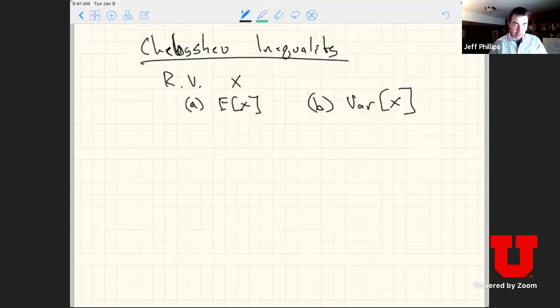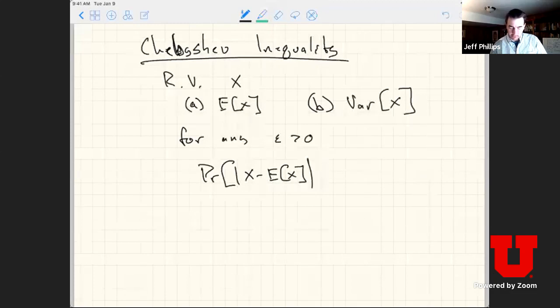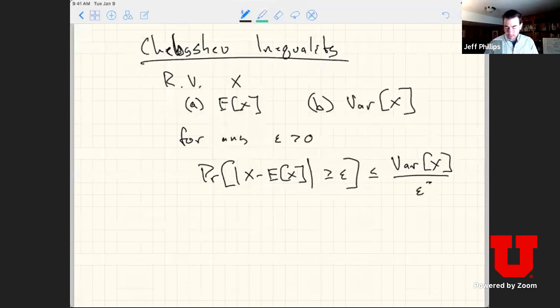Okay, and then this allows me to state, for any parameter epsilon greater than 0, I can say that the probability that x minus the expected value of x, right? So that my random variable is different from the value I want to get, is greater than epsilon. This is our PAC bound, is less than or equal to the variance of x divided by epsilon squared.